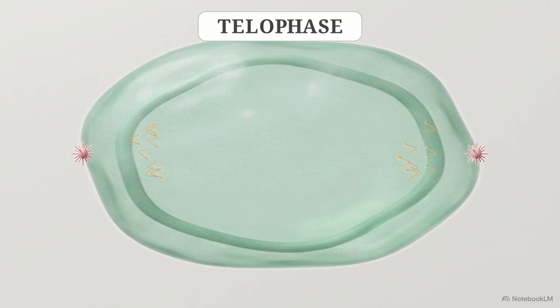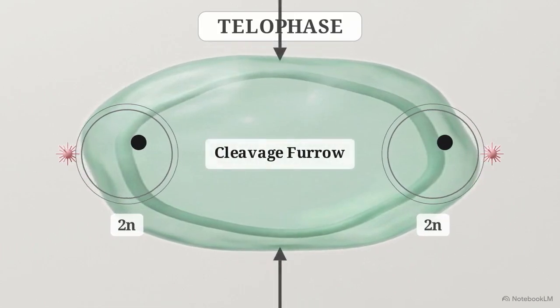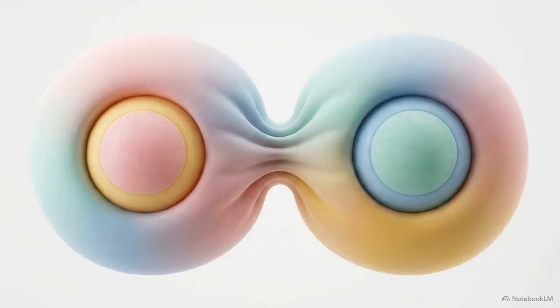Arriving at the opposite poles, the compact chromosomes unwind, returning to their stringy chromatin form. A new nuclear envelope reforms around each DNA mass, and the nucleolus reappears, establishing two distinct nuclei. While karyokinesis is finished, the cell is still a single unit with two nuclei. It must now perform cytokinesis to divide the rest of the cell.